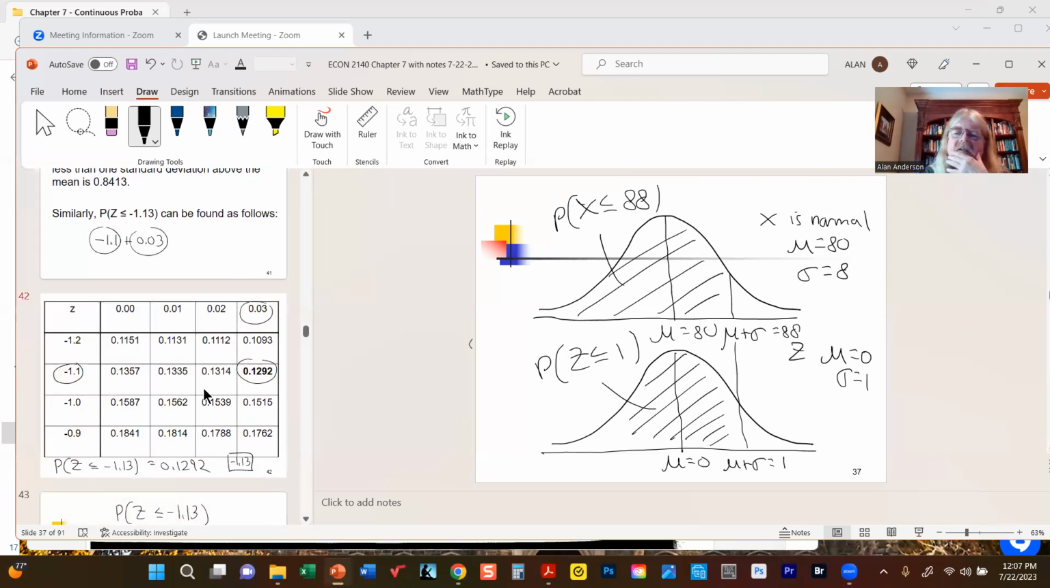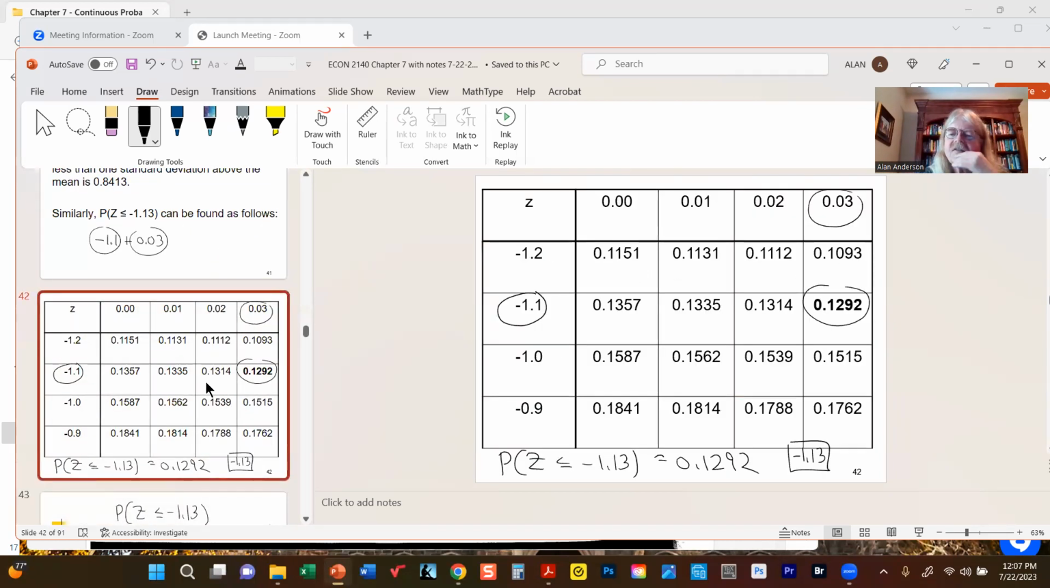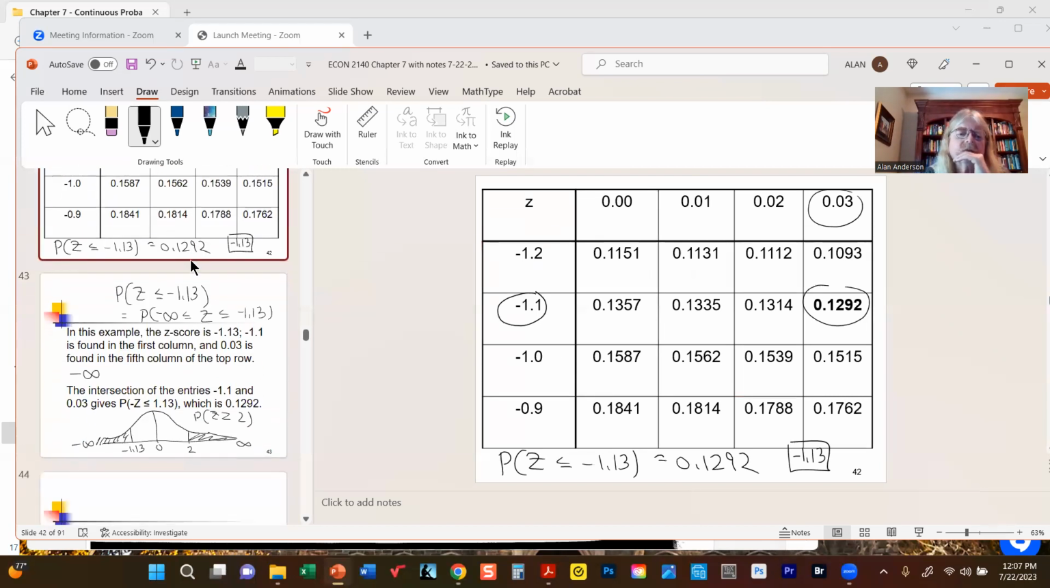So like, here's an example. I wanted you to see how to do this on the negative side of the table. For negative 1.13, you're combining negative 1 with 0.03, and you end up with 0.1292. But once you see the technique on the calculator, you'll see that it's not absolutely necessary to have the tables. You will be able to decide which one you prefer.